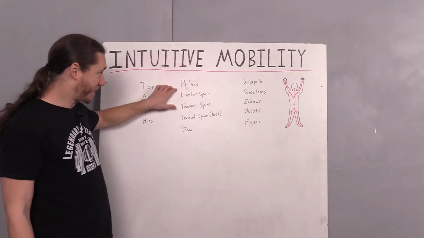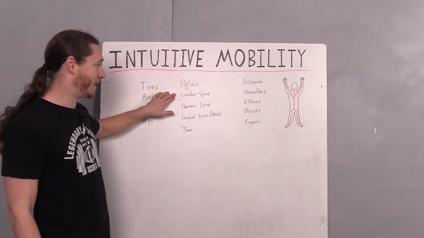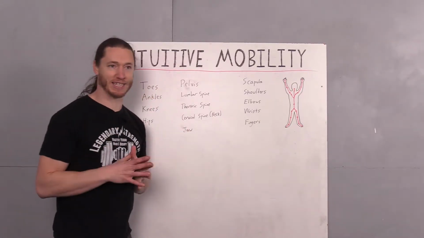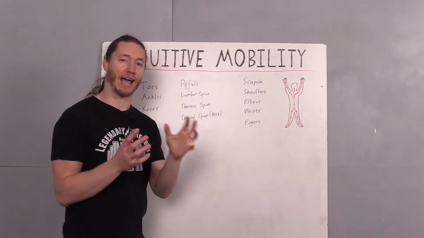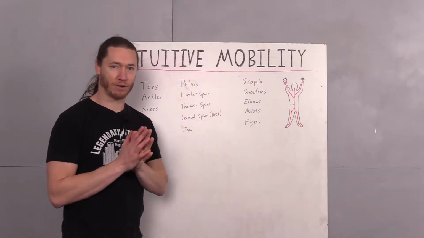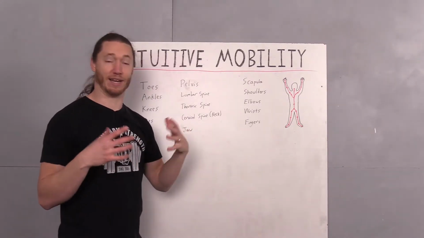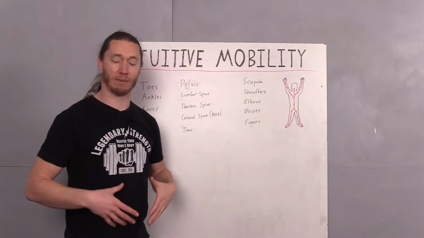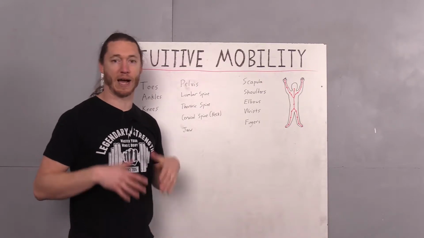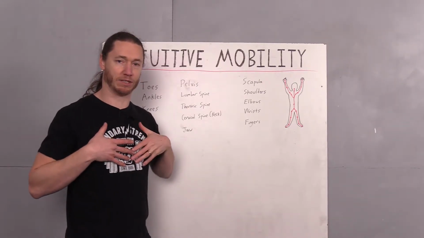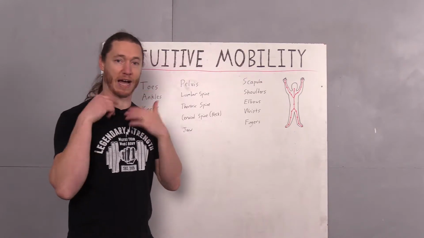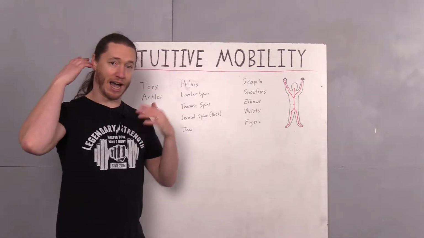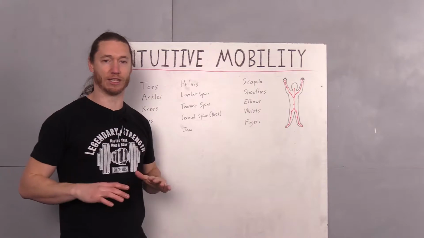In the middle body, we have the pelvis, the spine. The spine is an interesting one because I really like to group it all together, but anatomically it is divided between the lumbar spine, which is the low spine, the thoracic spine, which is the mid spine, and the cervical spine, which is really the neck. We have these different segments of the spine.